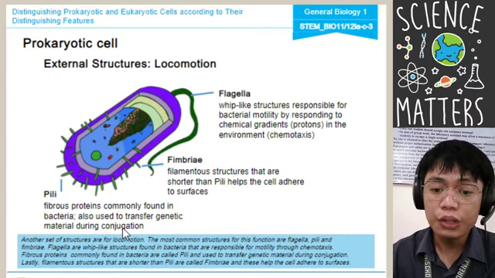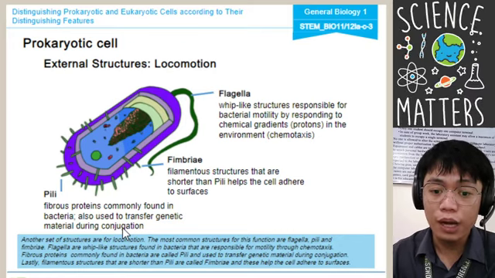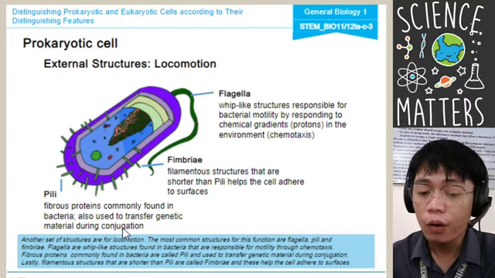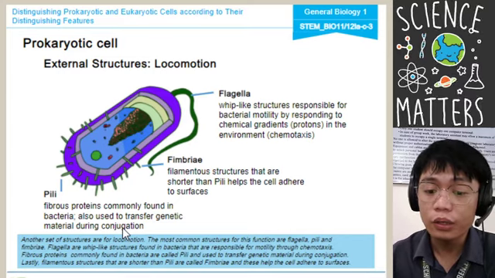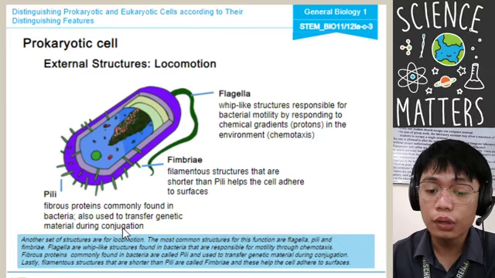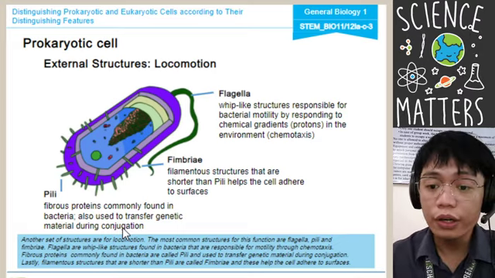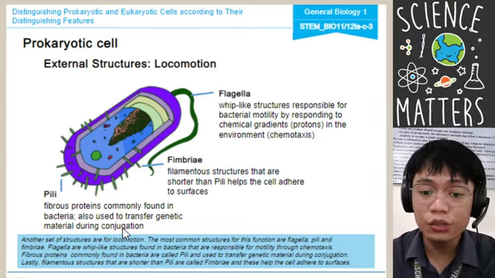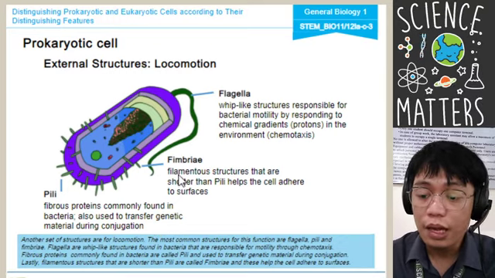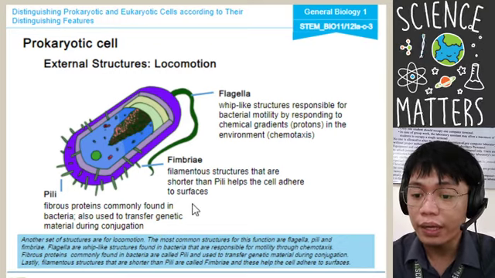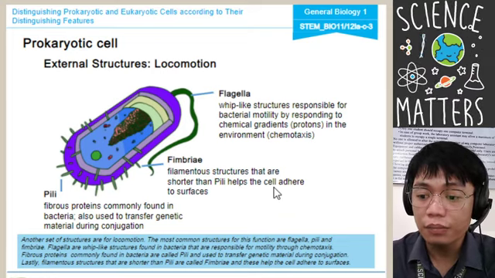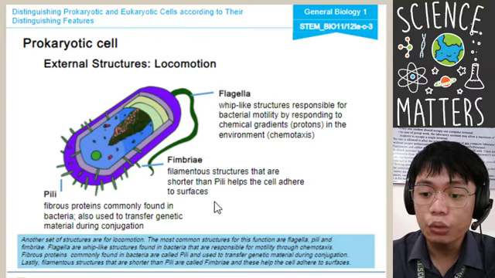Conjugation is a process by which a prokaryotic cell attaches to another prokaryotic cell to at least transfer genetic information. Next, we also have the fimbriae. When we say fimbriae, it is a filamentous structure that is shorter than pili and helps the cell adhere to surfaces.